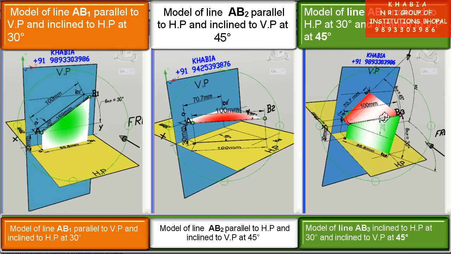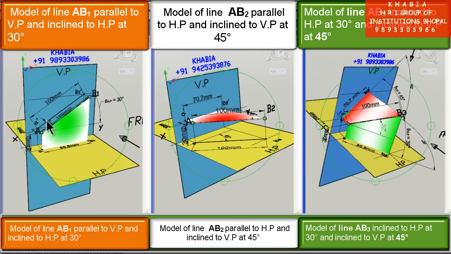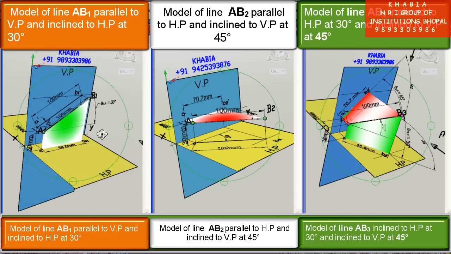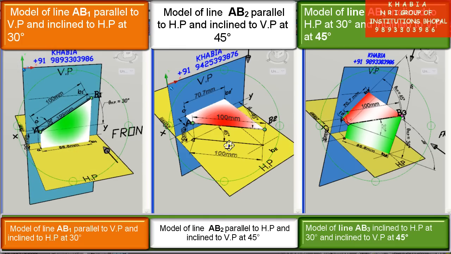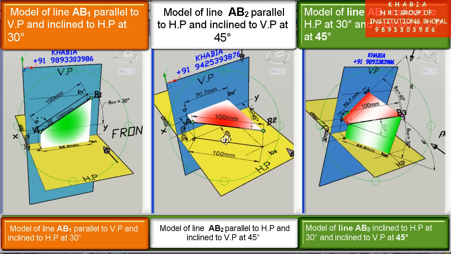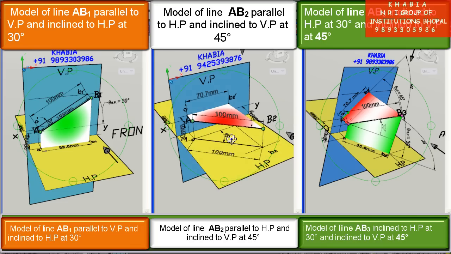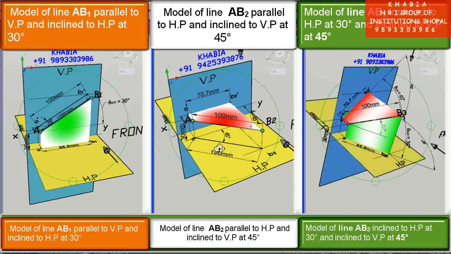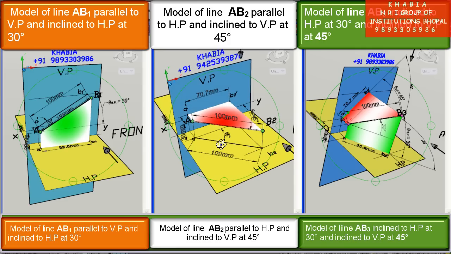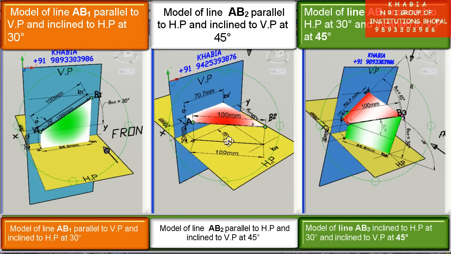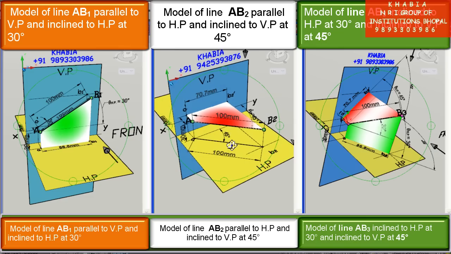I hope that by the help of this 3D model of line inclined to both the planes and 3D model of simple line AB1 parallel to VP and inclined to HP, and 3D model of simple line AB2 parallel to HP and inclined to VP, I was able to clear the concepts of line inclined to both the planes. And I hope now you will not memorize the procedure for making projections of line inclined to both the planes, but when you will make the drawing, you will imagine the things, develop logic from imagination, and then make the drawing on paper.